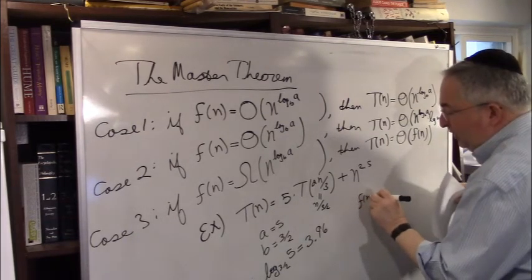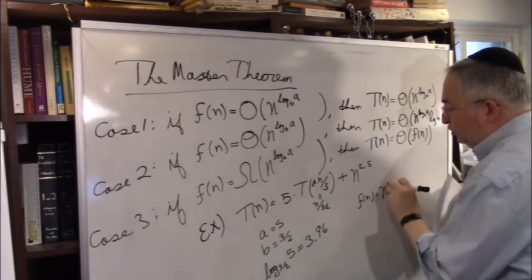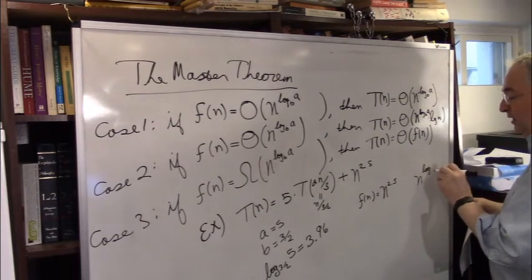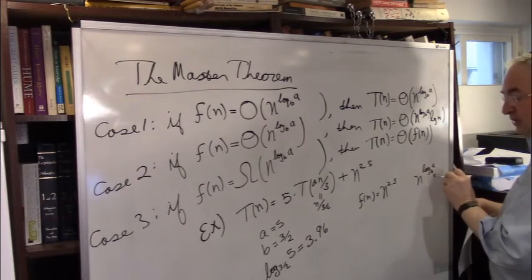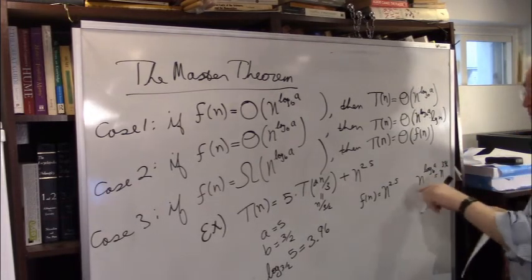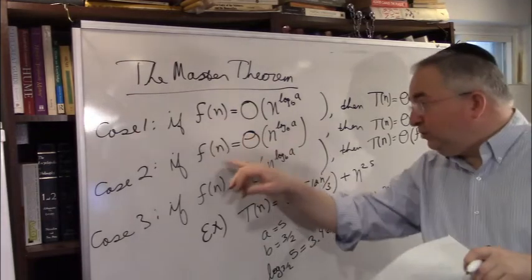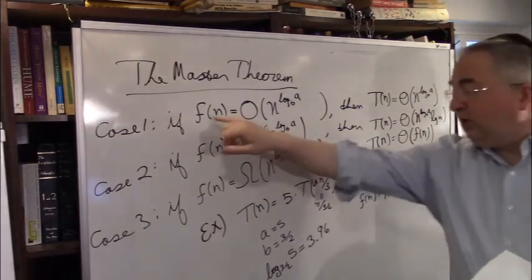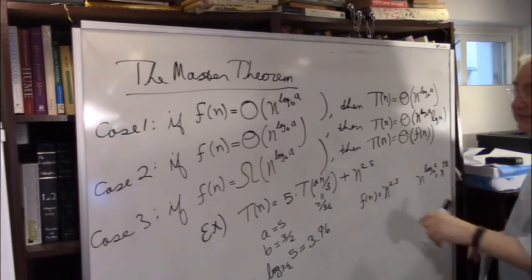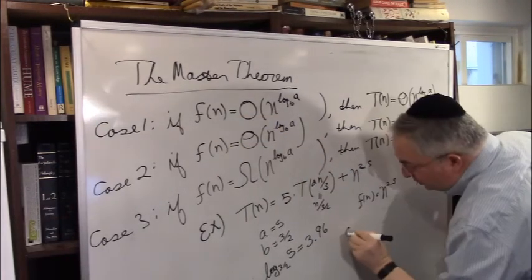f of n is equal to n to the 2.5. n to the log base b of a is equal to n to the 3.96. What grows faster, the same, or slower? 2.5 is less than 3.96, therefore case 1. So we do case 1.